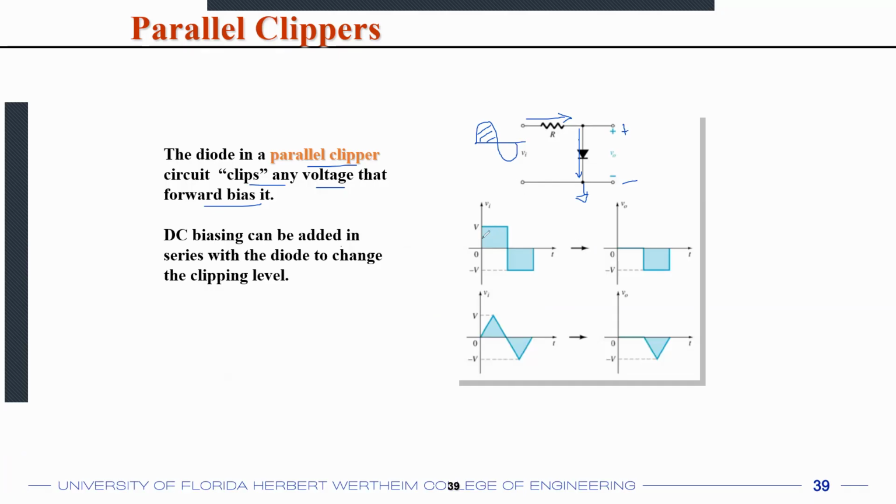So in this case, for a square wave, again, the positive half cycle is clipped off. For a triangular wave, the positive half cycle is clipped off. Only the negative half cycle remains.